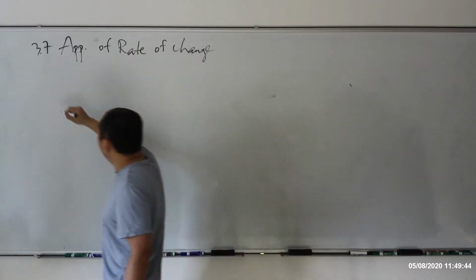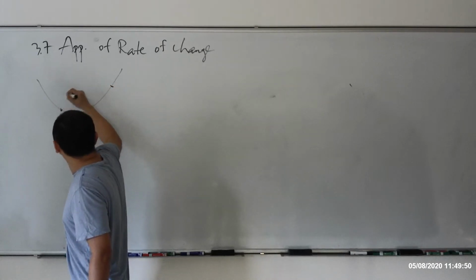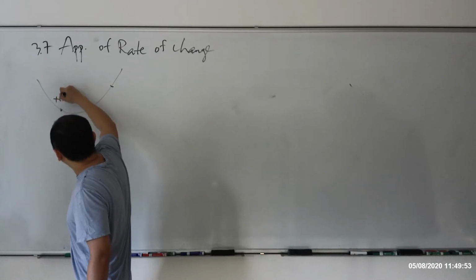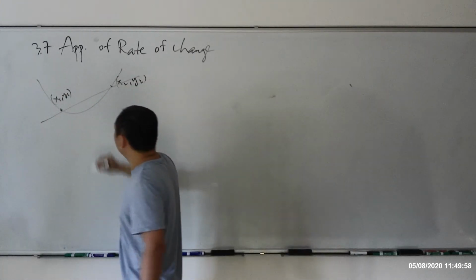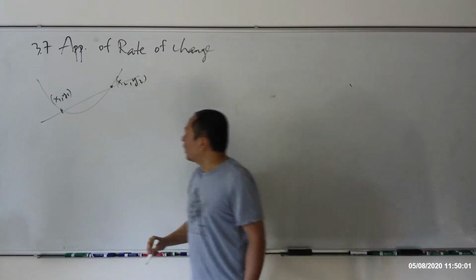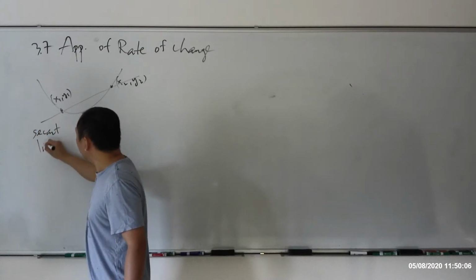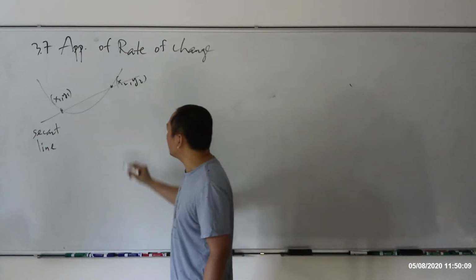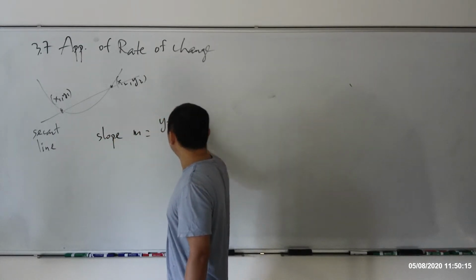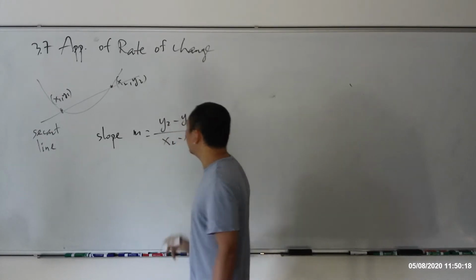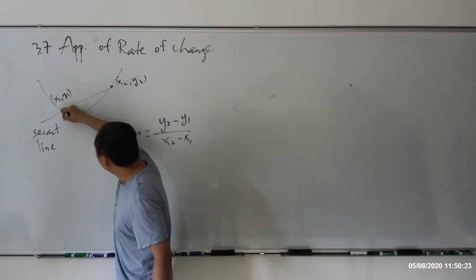Let's recall back to our definition. Say you have a graph. You got 2 points. This is x1, y1, and this is x2, y2. And if you connect the 2 points on the graph with a straight line, we have this called the secant line. Okay? And we define the slope of secant line as what? Slope m is equal to y2 minus y1 over x2 minus x1, and we call it what? The average rate of change, right? And this is point A, this is point B.